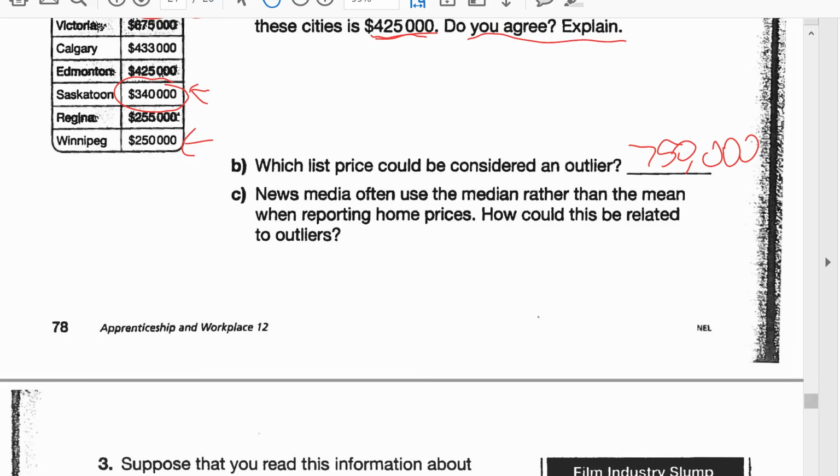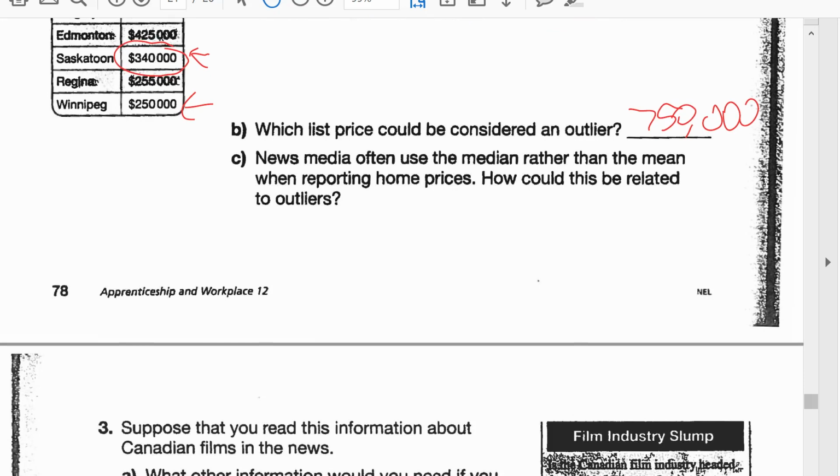News media often use the median rather than the mean when reporting home prices. How could this be related to outliers? Let's do this one. The mean can be misleading.